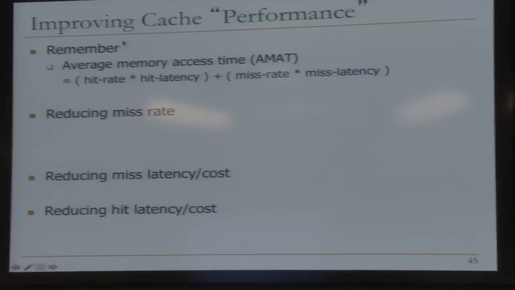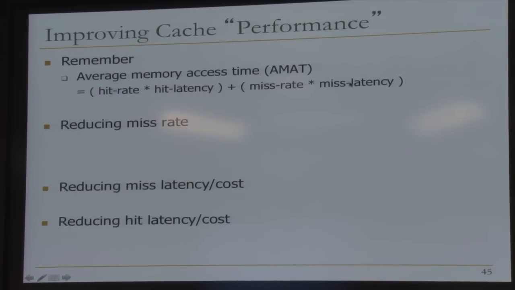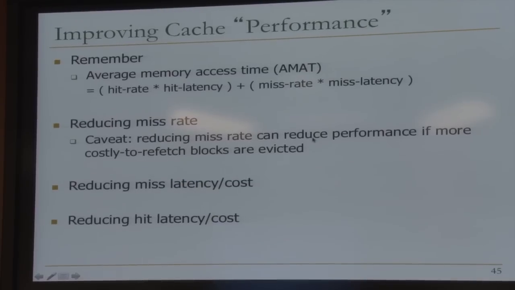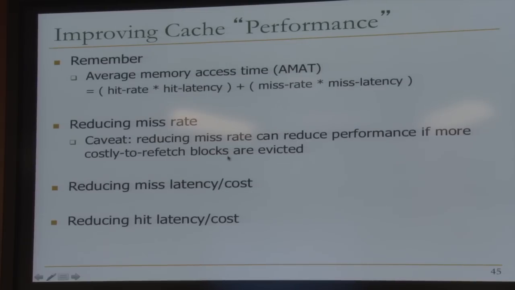But remember, before we move on, this is the average memory access time, right? You can actually improve this average memory access time. And maybe you can think of this as not miss latency anymore, but really miss cost. You can reduce the miss rate. And when you reduce the miss rate, this can reduce performance, right? We went back to this, right? Because it can actually lead to the eviction of very costly to refetch blocks. So I promise that we will come back to this. I'll end with this slide. But if you reduce the miss rate, you can actually increase the miss latency, for example.